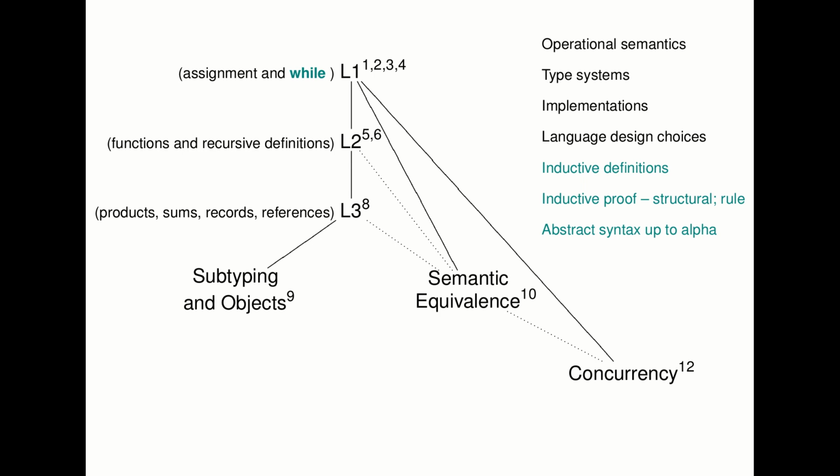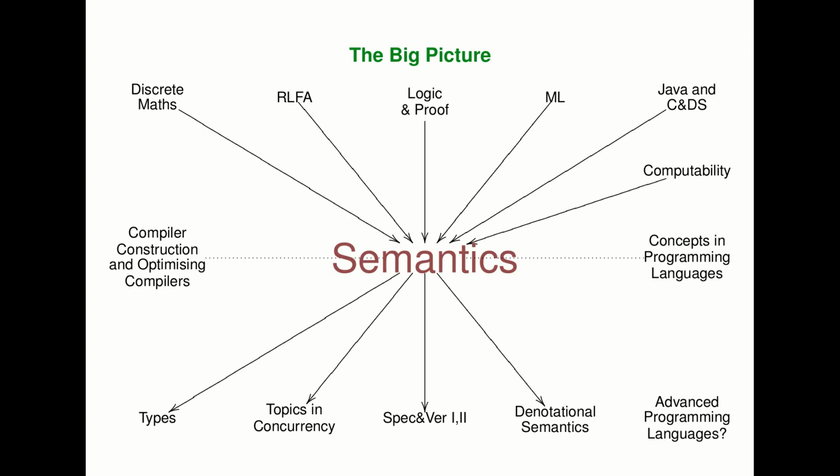Okay, so the big picture of the course is that semantics is a bottleneck for a lot of the stuff in the tripos. So we're going to bring together all kinds of courses you've done, like discrete maths and logic and proof and ML programming, and we're going to use these as ingredients in the tools and techniques and methods that we use in semantics. And then once you've done semantics, there will be many courses in part 2 that rely on this, like types and denotational semantics and topics and concurrency. All of these things will rely on the ideas introduced in this course.